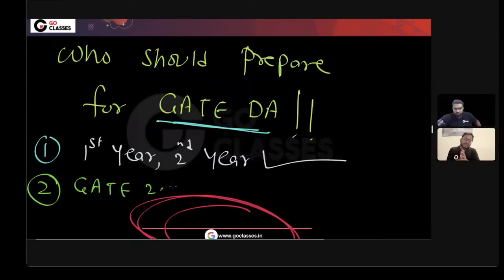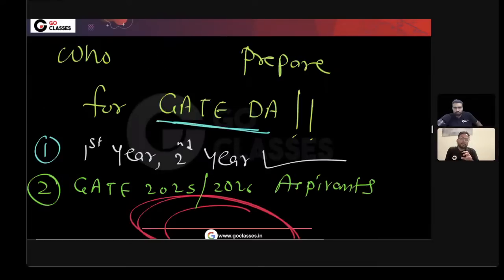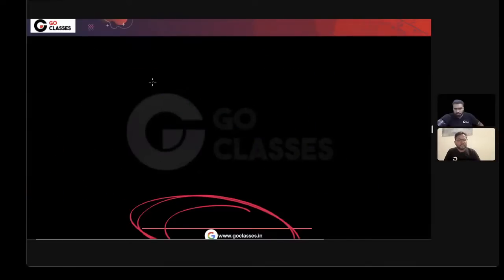The third category, in general, is those who have not invested much time in GATE CSE. They can switch to GATE DA. But if you have already invested, let's suppose 5 months, 6 months, or even 4 months, then you should not switch. It is not a good idea to switch now. I think this covers all the categories.